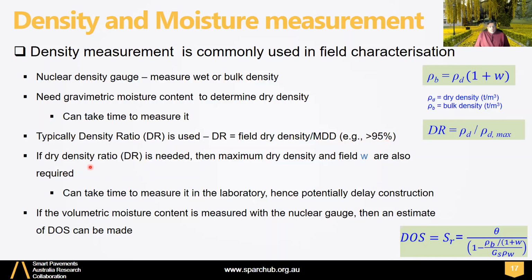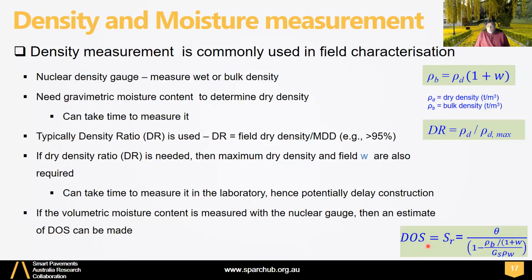So if dry density ratio is needed, then you need to determine all these things, and it can take some time. Sometimes it can potentially delay the construction. So this is a problem which currently happens in the field. I mentioned last time, degree of saturation or DOS is also a very important parameter which determines the pavement UGM and soil pavement performance. So if the water content and density are found, DOS can be found.